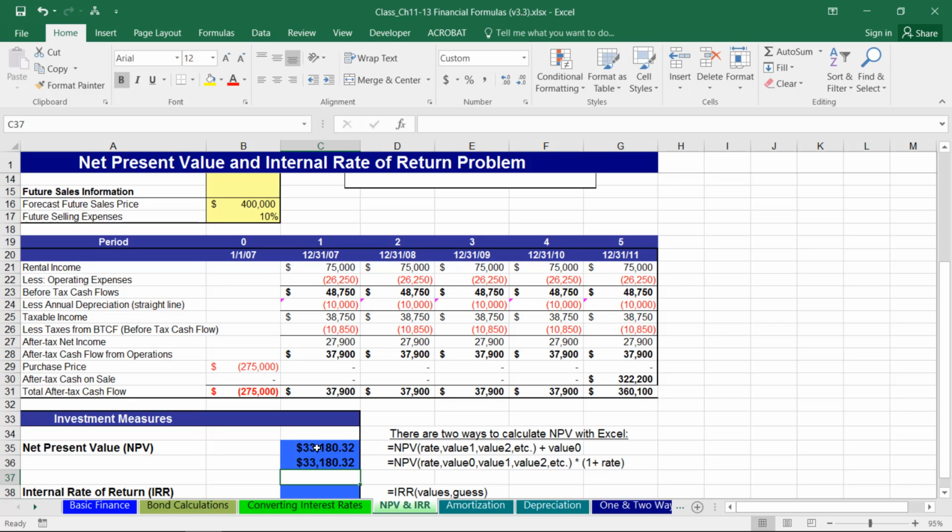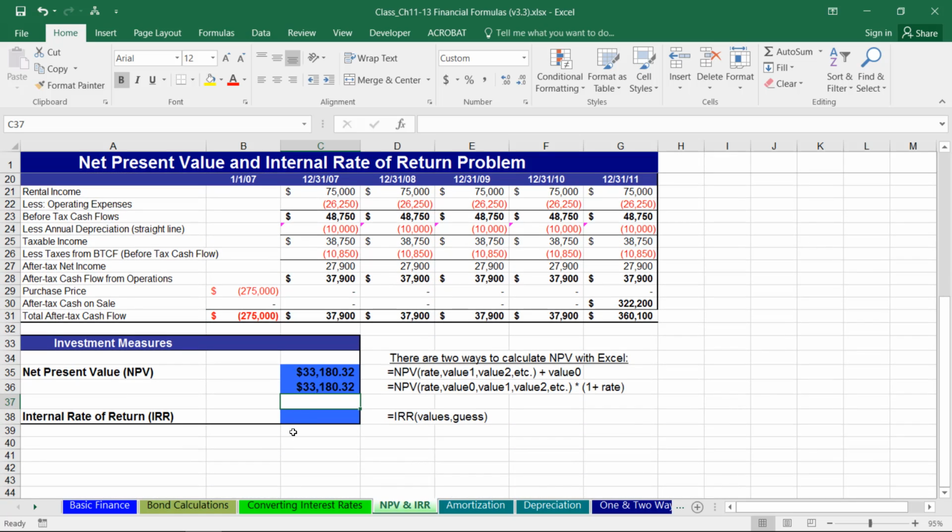When we see 33,000, is that a good value? How do we know? What it means is that we've covered our cost of capital, and in addition, we've earned $33,180.32. So yes, that is very positive. Let's do the internal rate of return and find out what we're really earning on this. Go ahead and try that.